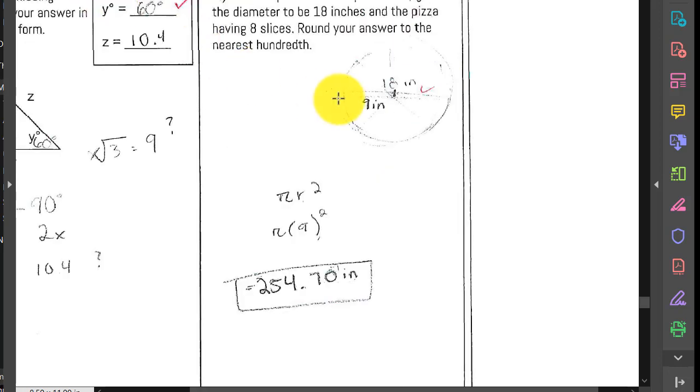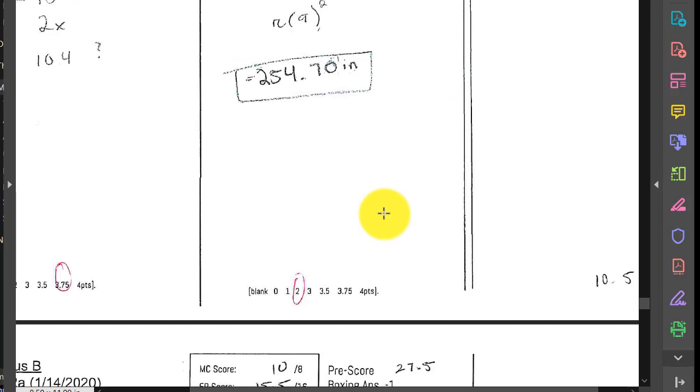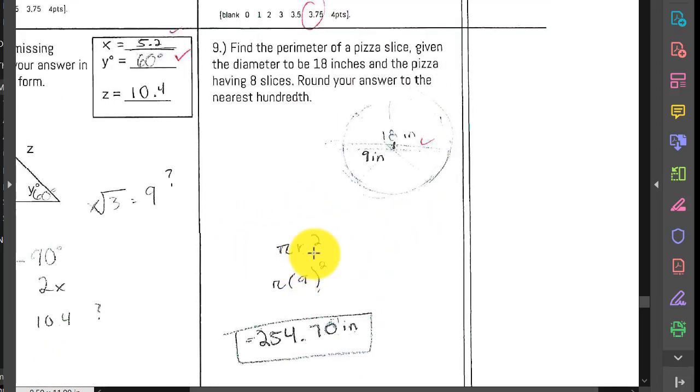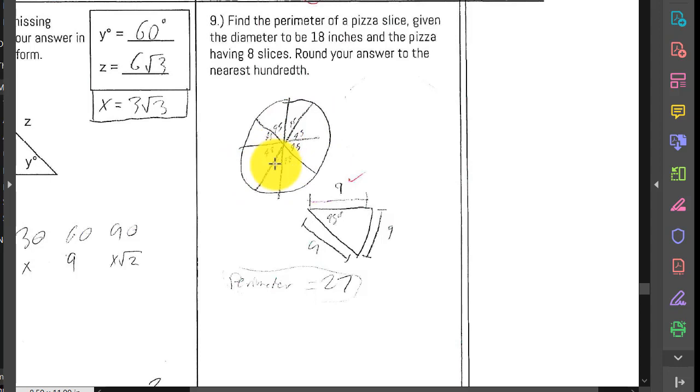And then this student has at least the diameter, and then the radius is 9, so I gave that student 2 points. They wrote down a formula: pi r squared is the area of a circle. That would be the whole pizza, like the pizza and the sauce and the pepperoni, like everything inside. That's not what we're finding there. We're finding just the perimeter of one little pizza slice. And at least the student knew that the central angle looks to be 45.